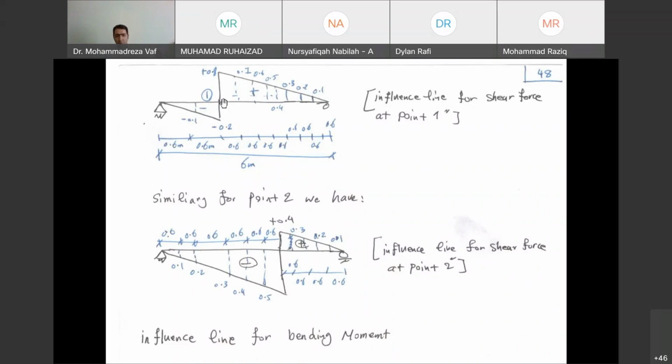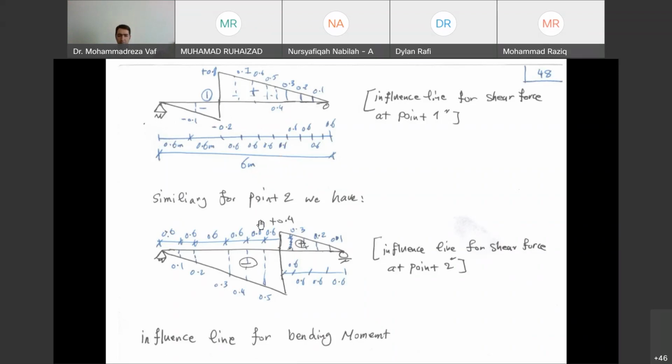So what we observe from this calculation is that you can always calculate the shear force influence line based on what you have obtained for the support reaction. This is why normally we get the influence line for supports first, and then based on the supports, we can easily calculate the shear influence line or bending moment influence line for any other locations that you are looking for.